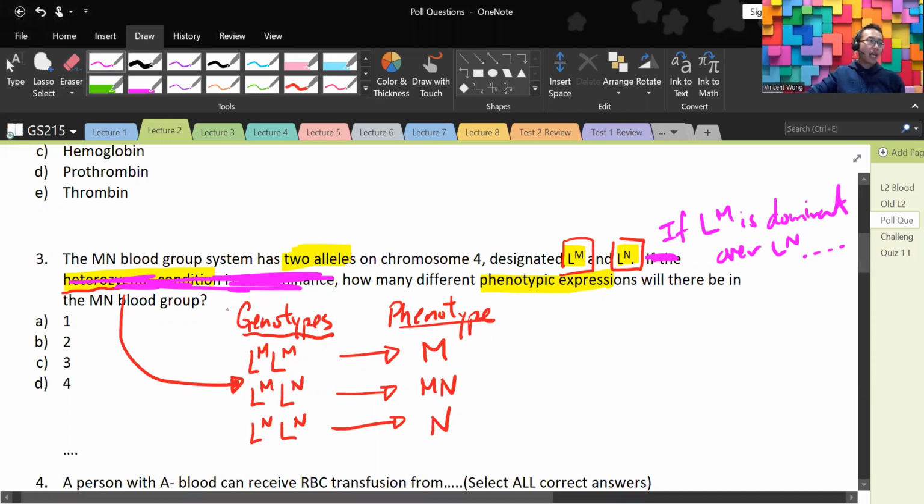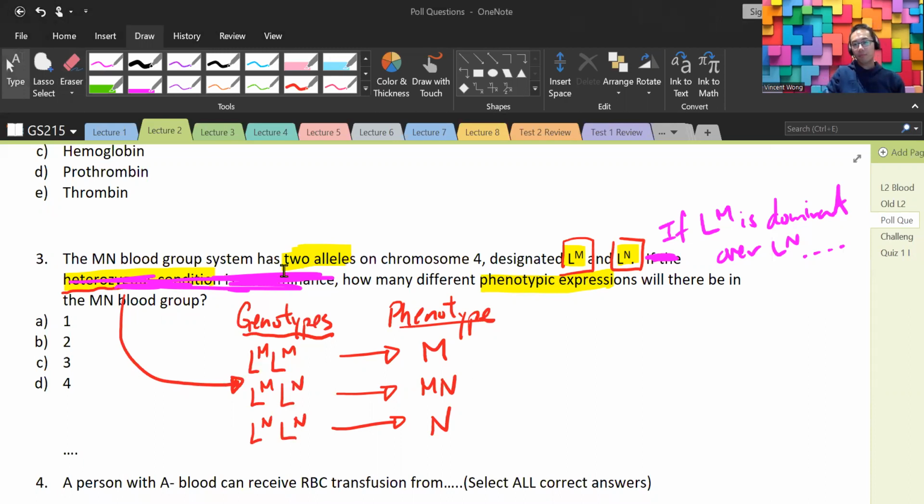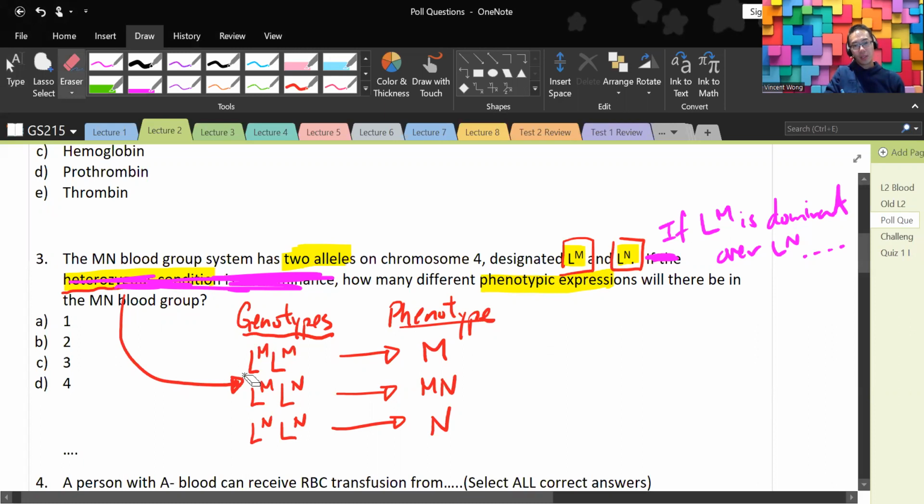Does the genotype change? No. There are still only 2 alleles, so it's still going to be these 3 possible genotypes. LM LM will still be M, LN LN will still be N. LM LN, however, because it says M is dominant over N, that means the M will cover up the N. So if it's LM LN, what's the new phenotype here? Yes, it's M, because the M is covering up the N. So how many different blood types do we end up having? Just 2. It's either M or N.